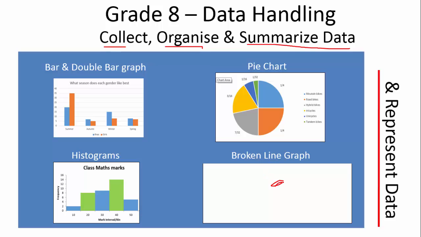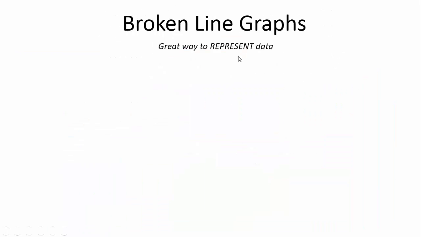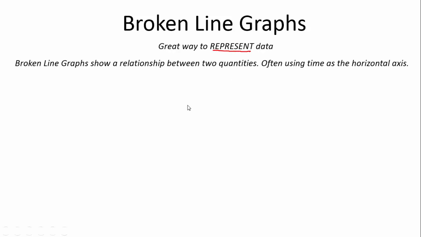And we're going to fill in a formula in here or a picture in there by the end of this lesson. We're also going to have some fun and look at some real life examples. So a broken line graph is a great way to represent data. A broken line graph shows a relationship between two quantities, right? Often using time as the horizontal axis, right?